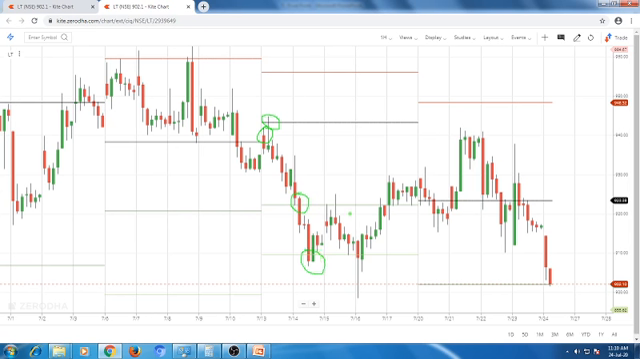At S2 it took support. Again, it came back to the S1 level. It could not sustain and fell back. It hit S2 and again took support at S2. It hit S1. So, in general, you can see that in most cases it will follow, but it is not necessary that it always will.